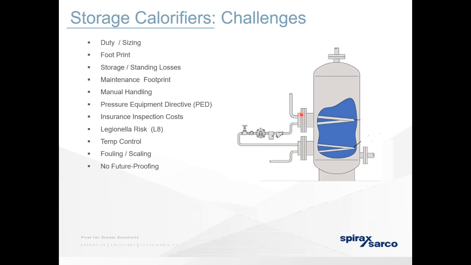Then there's PED, the Pressure Equipment Directive. Because this becomes a pressure vessel, it needs to be tested, which includes insurance inspection costs. There's a risk of Legionella, so any standing water below 65 degrees, I believe, can hold Legionella. That's why we heat to above 65. You've got to control that water somehow, so you're consuming steam. Again, there's fouling and scaling in the system, and there's no future proofing.